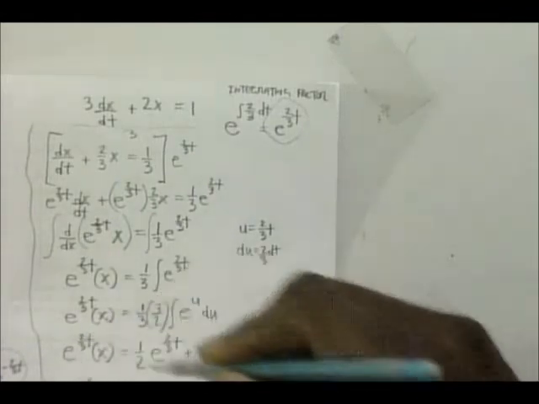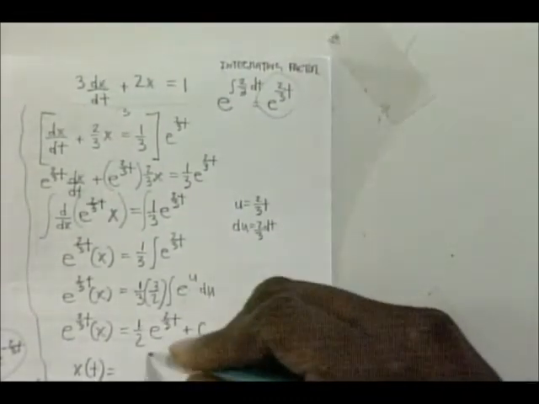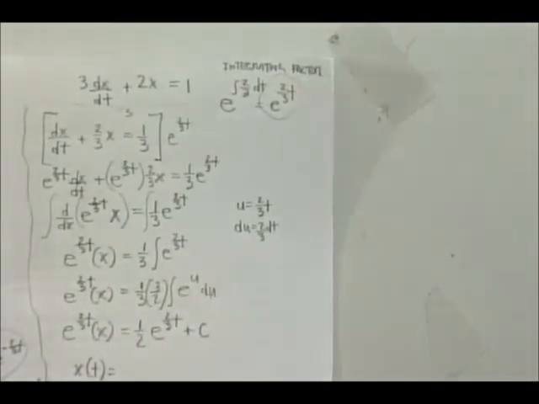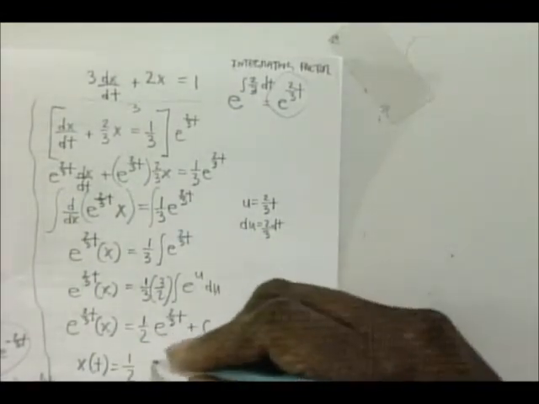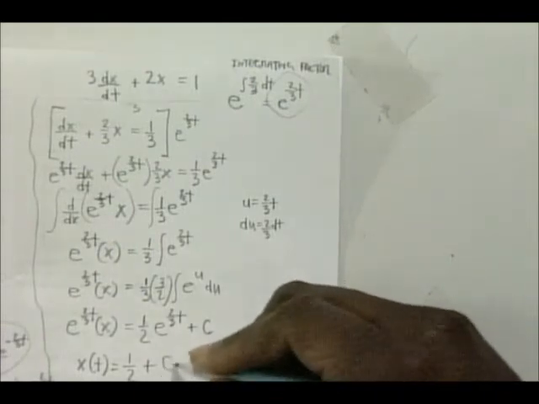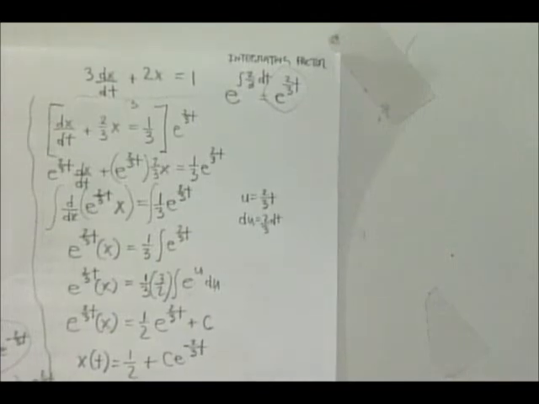You're going to divide by e to the 2/3 t, divide everything by e to the 2/3 t. If you divide this by e to the 2/3 t, you just get x alone. You divide this by e to the 2/3 t, you just get 1/2. And you divide this by e to the 2/3 t, you get c e to the negative 2/3 t. And I think that got the same answer.